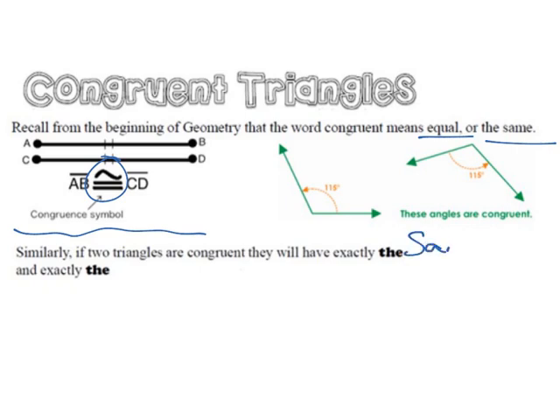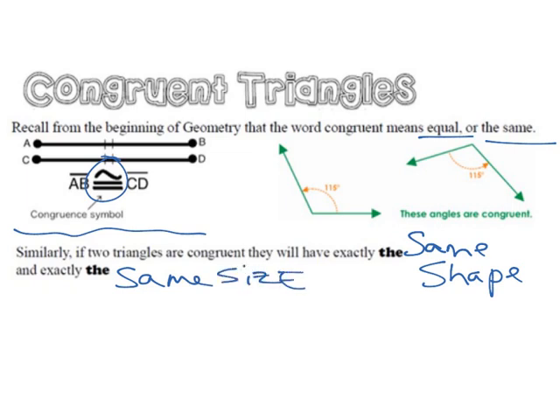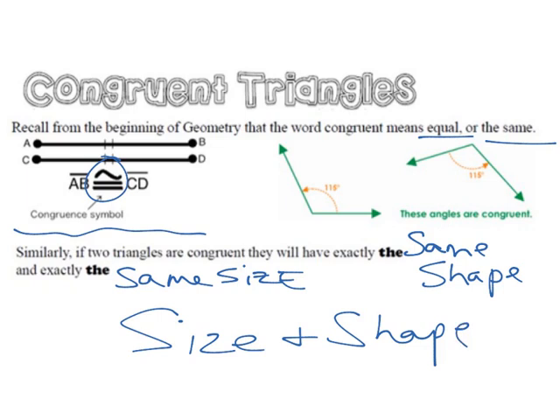So let's go ahead and write this out here. Same shape, and exactly the same size. So size and shape. Okay, so size, whoops, there's no cursive writing there. Size and shape. Very important. Both must be the same for two triangles to be congruent.